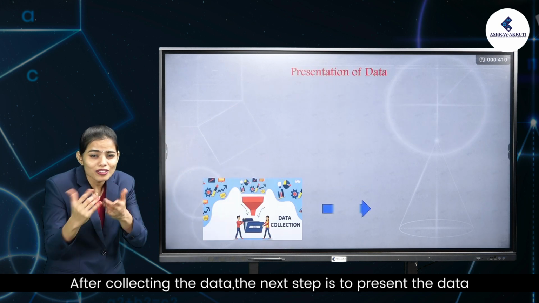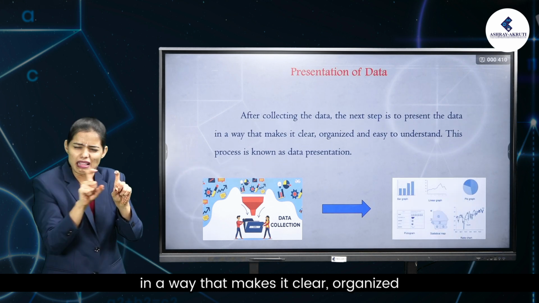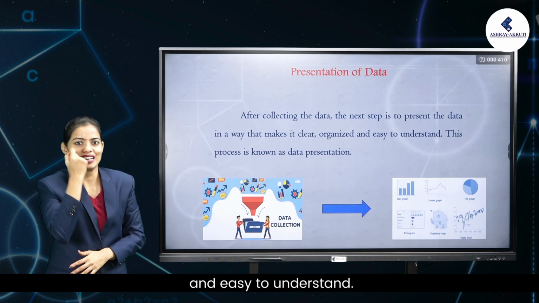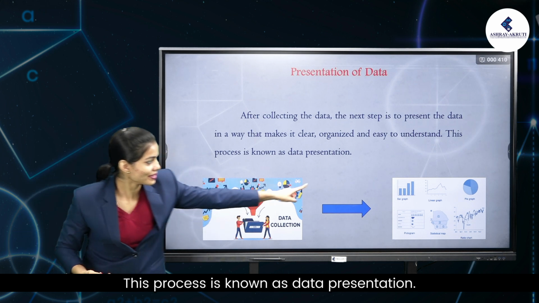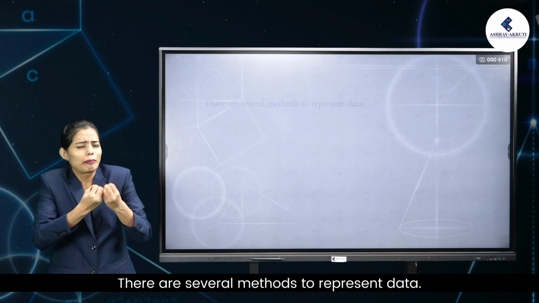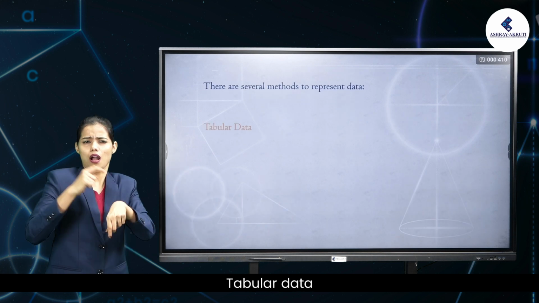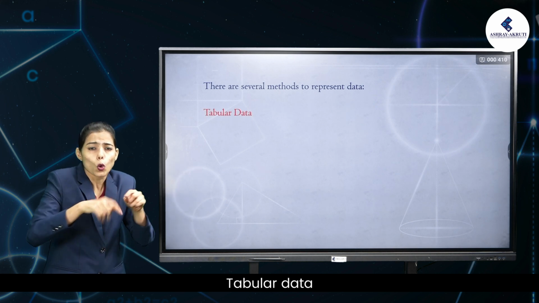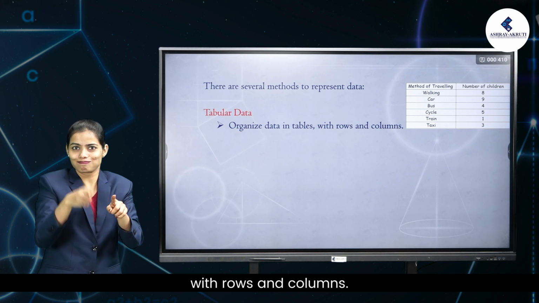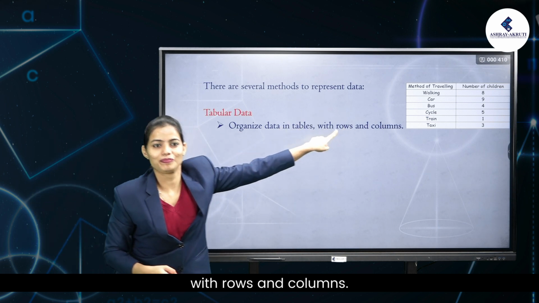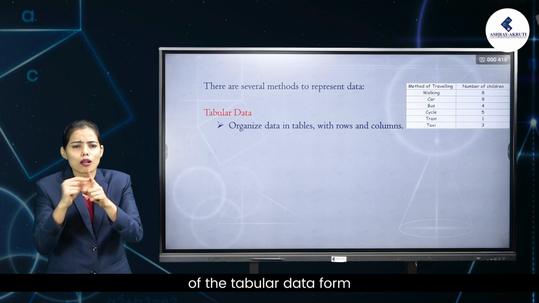Presentation of data. After collecting the data, the next step is to present the data in a way that makes it clear, organized, and easy to understand. This process is known as data presentation. There are several methods to represent data. Tabular data. Organize data in tables with rows and columns. The above table is an example of the tabular data form.